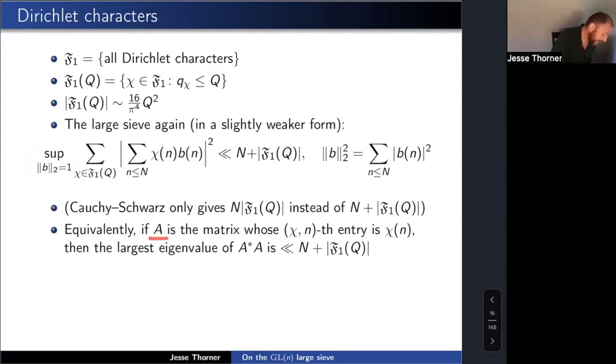Well, I construct A by considering entries chi of n. So chi is ranging through my truncated family and little n is going up to big N. I form a matrix from this. And then I look at the matrix A star A and its operator norm, or its largest eigenvalue. The large sieve inequality is telling me that this largest eigenvalue is bounded from above by N plus the size of the family.